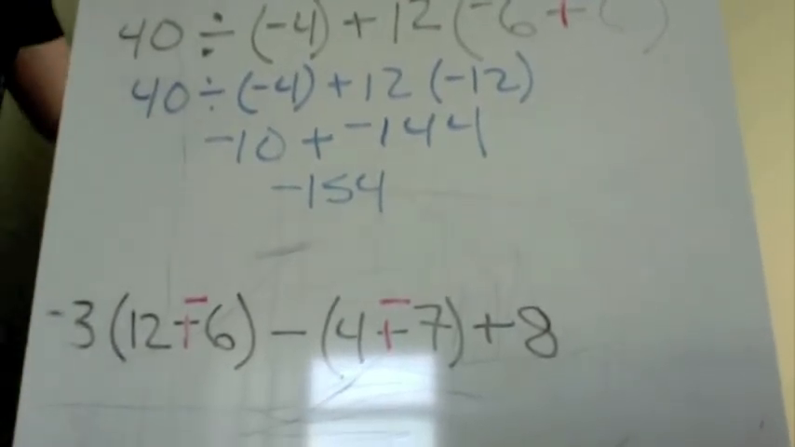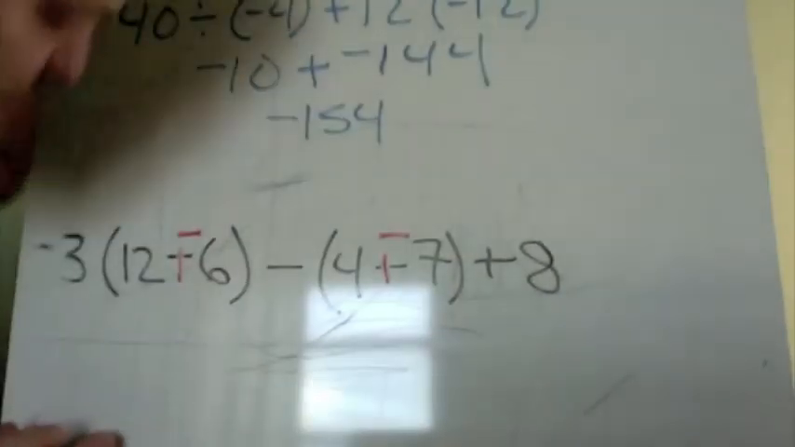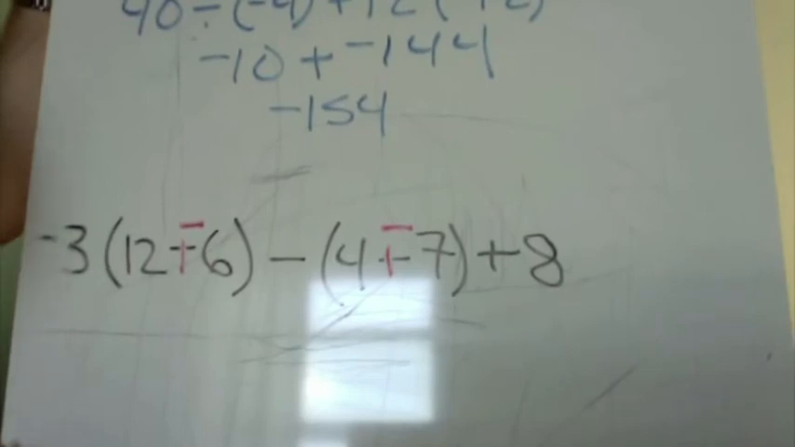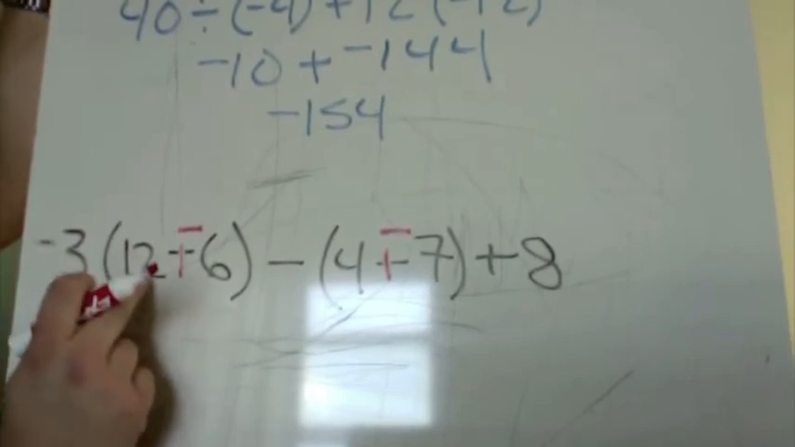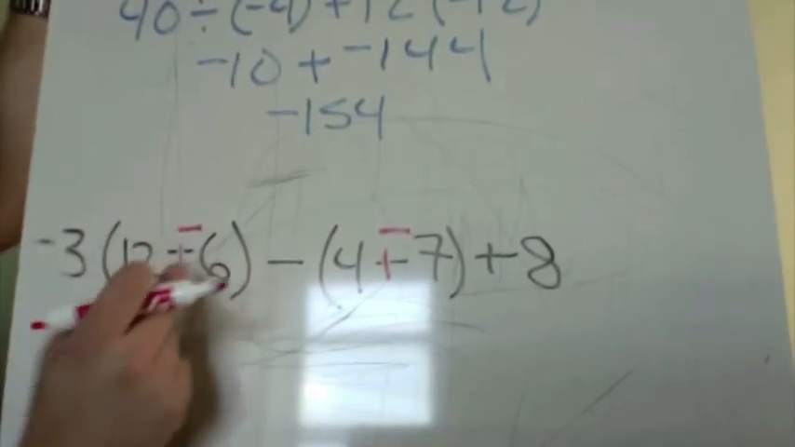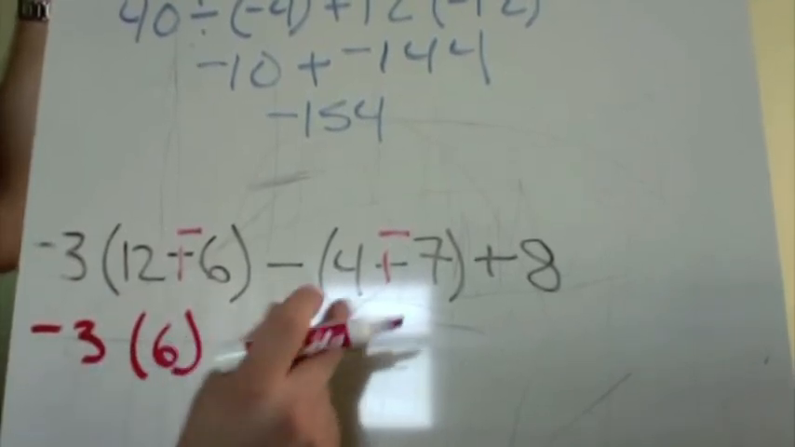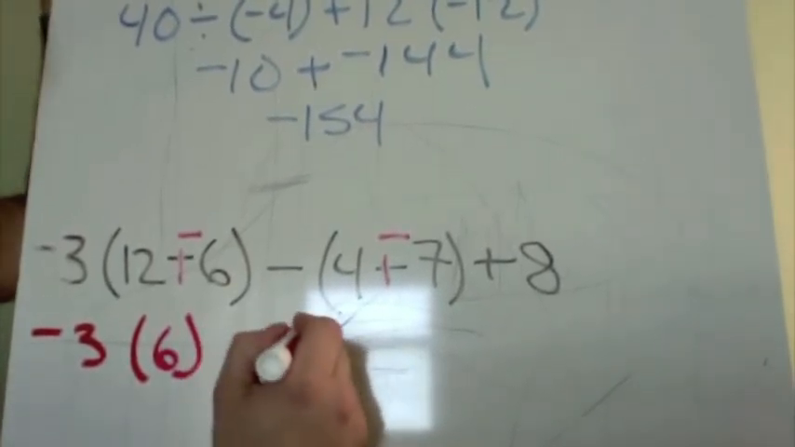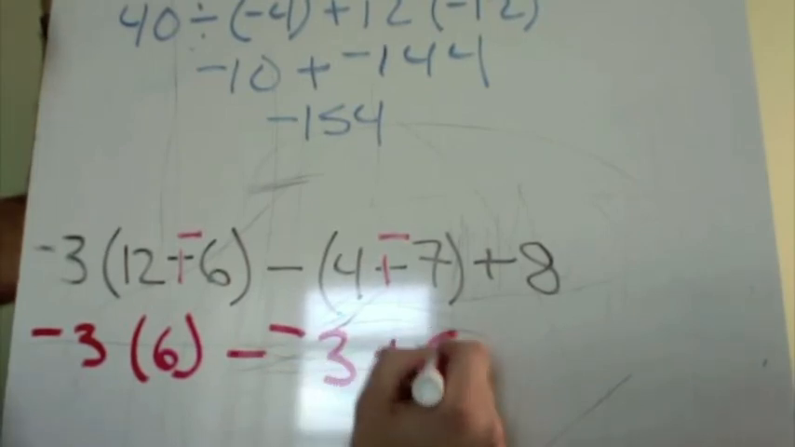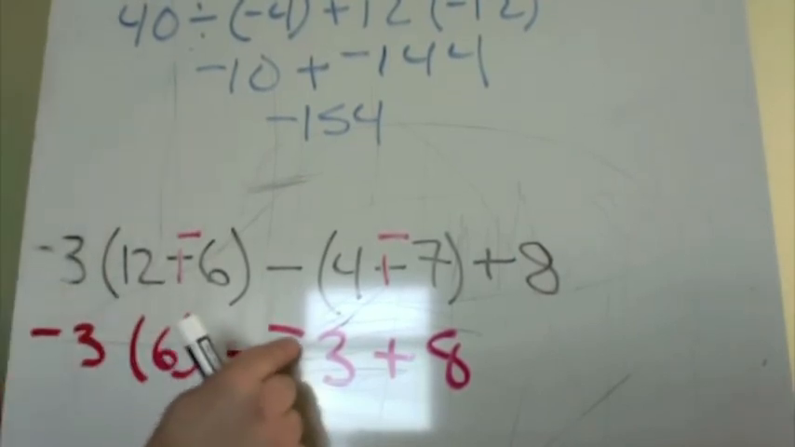Okay, now let's work on the bottom one. We've already done our sign changes, which is great. So now we're going to go ahead and do what's in the parentheses first. I've got my -3 on the outside, which I'm not doing anything with yet. I go 12 plus -6, well, that's 6. Then I've got 4 plus -7, which is -3.